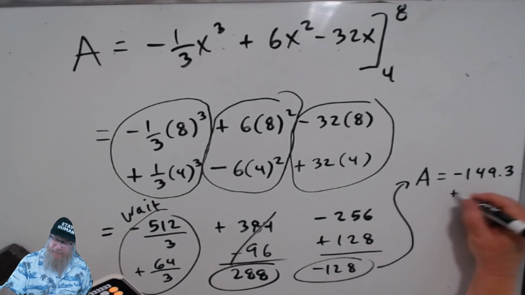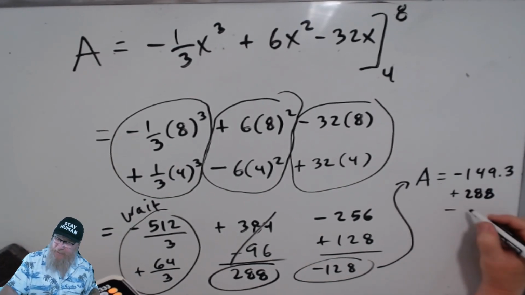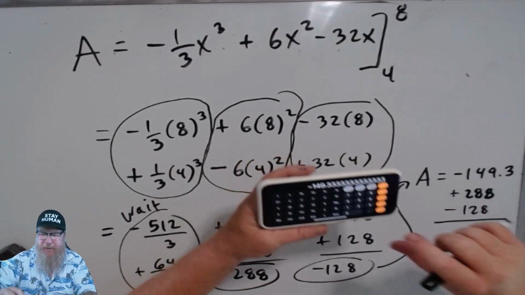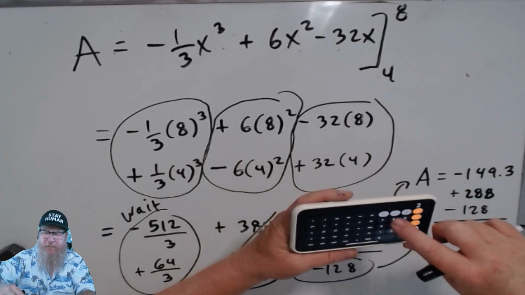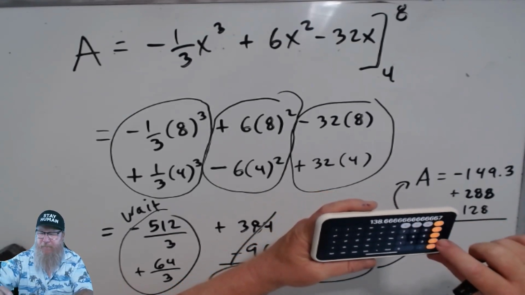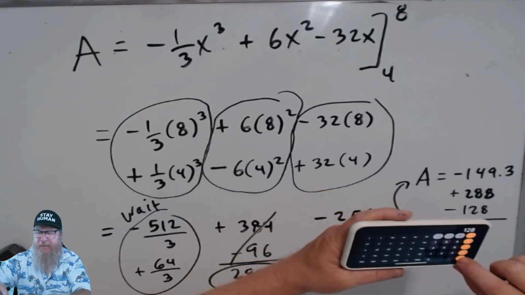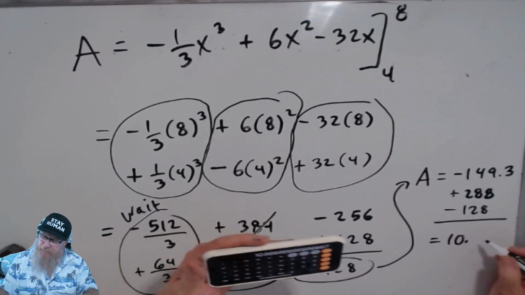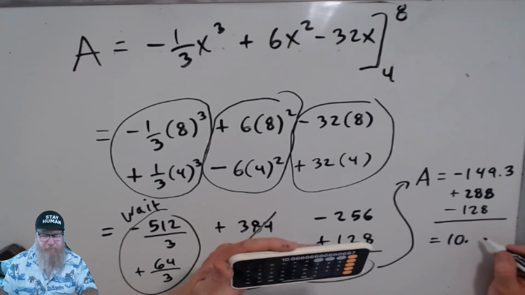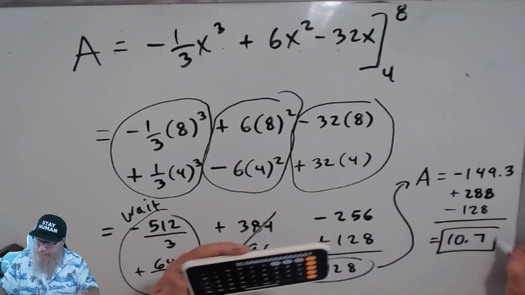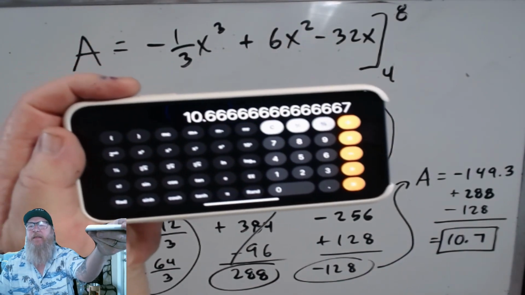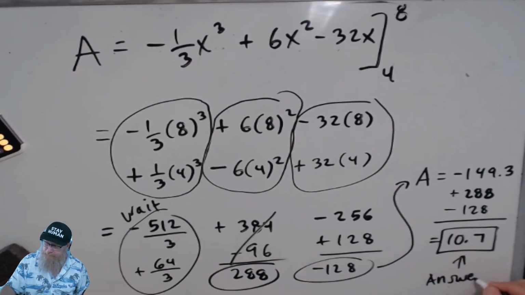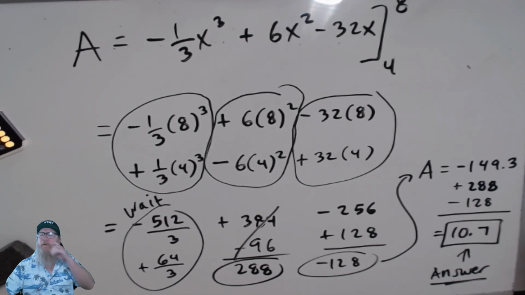And then I got plus 288 and minus 128. So I'm just going to do it all on my calculator here. Plus 288 minus 128. And I get 10.7. So I'm rounding to the nearest tenth. So that's my answer, 10.7.